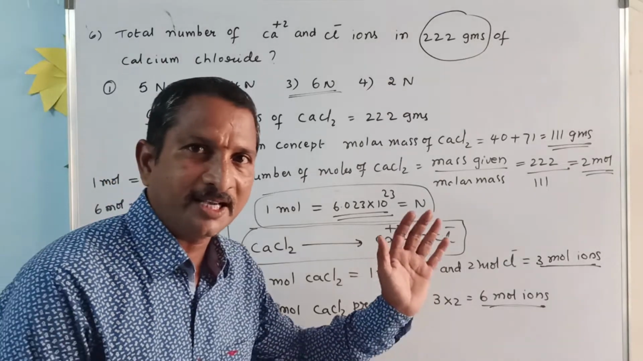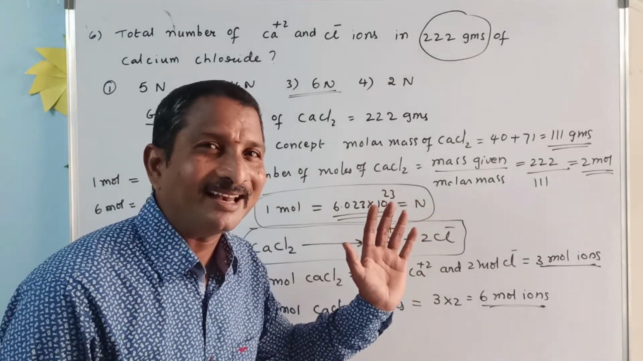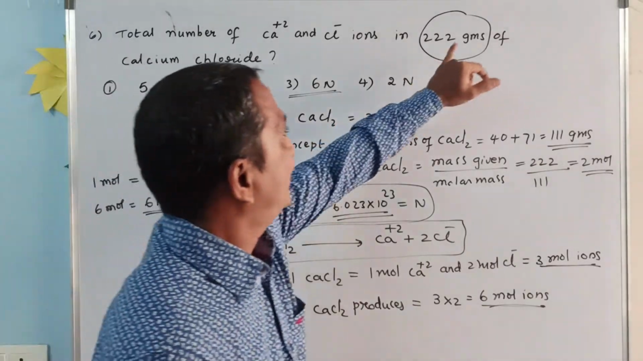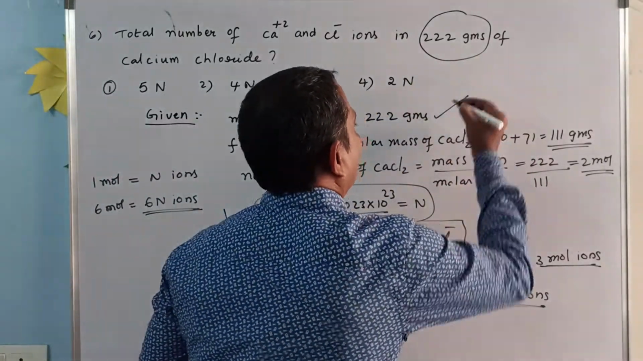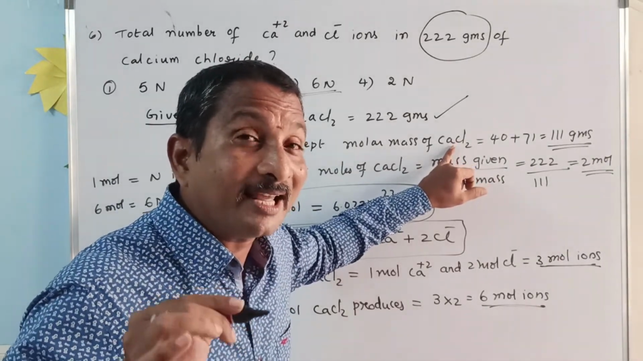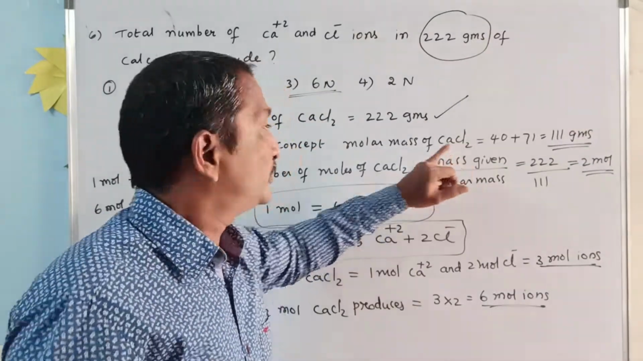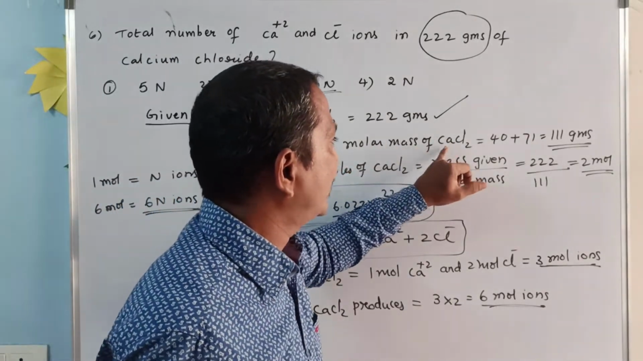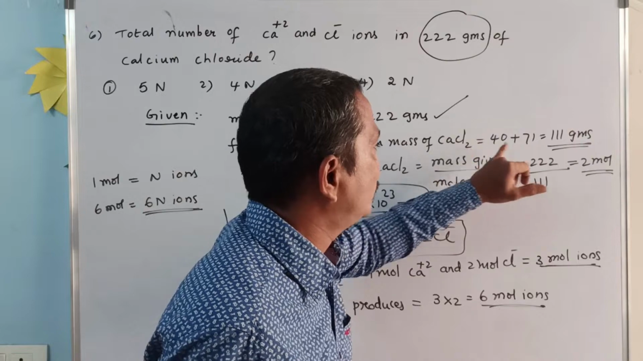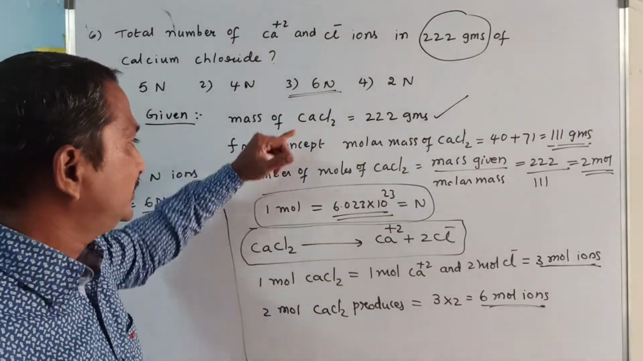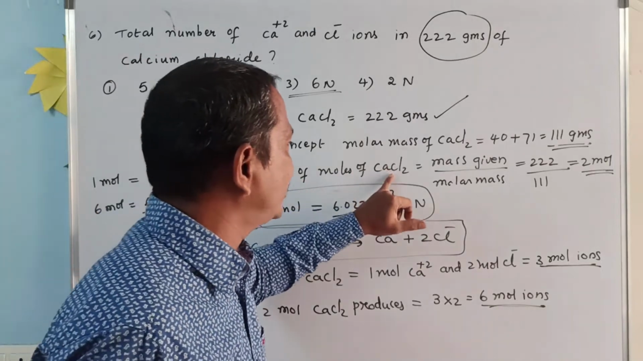Understood all of you? See how we have calculated. What procedure have we applied? Mass of calcium chloride is given. The molar mass of calcium chloride is not given in the sum. That can be written from previous videos, from concept. Molar mass of calcium chloride: calcium value 40, Cl2 value 71, 40 plus 71, 111 grams. Using these two, we can calculate the number of moles of calcium chloride.